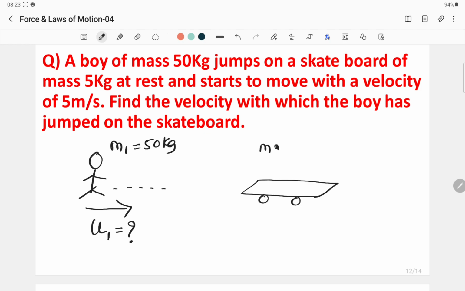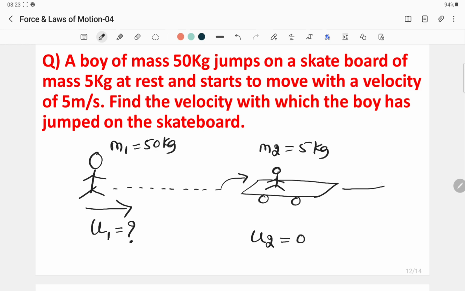The mass of this skateboard is given, 5 kg, and it was at rest, meaning its initial velocity is 0. All right, he is running with some speed and he jumped onto this skateboard. Now the boy is on the skateboard. Don't say that the boy is looking different. This is a concept. Okay, now he is moving.